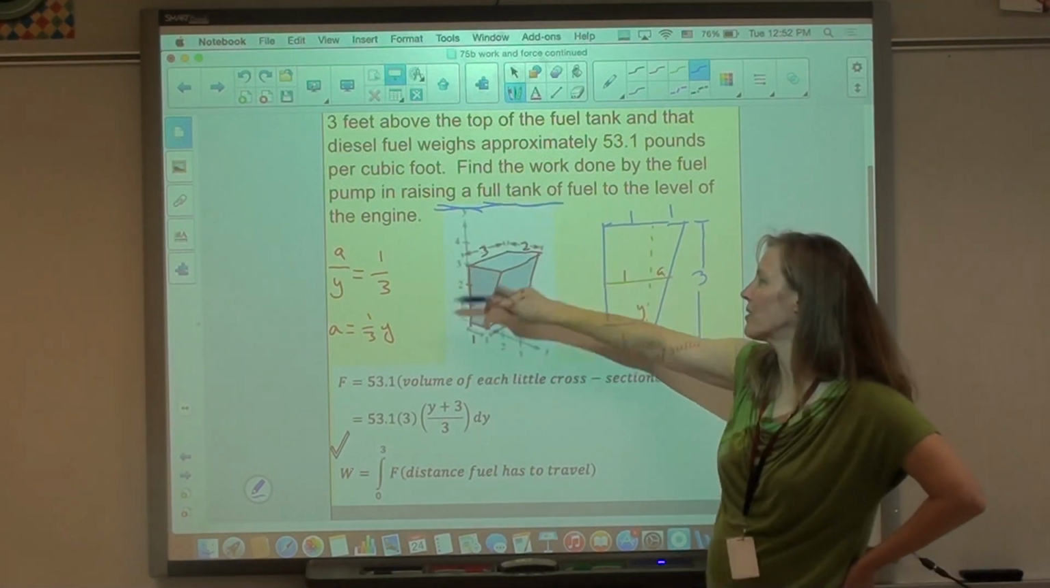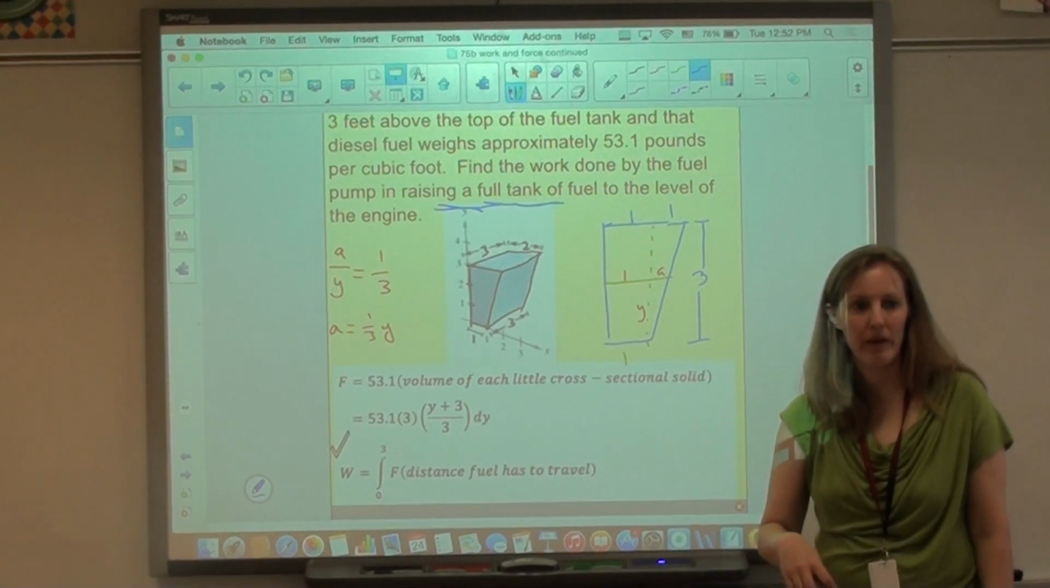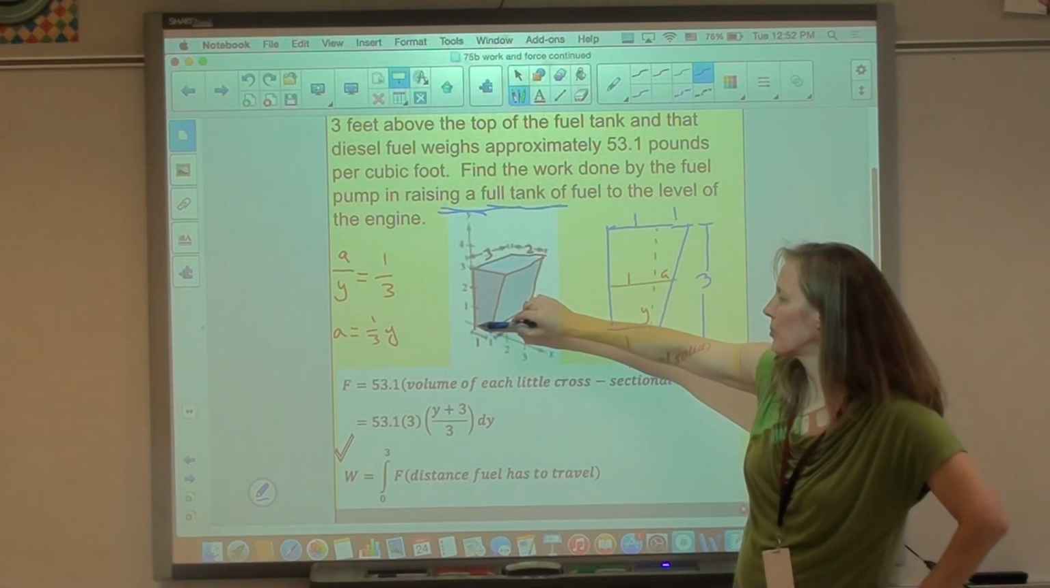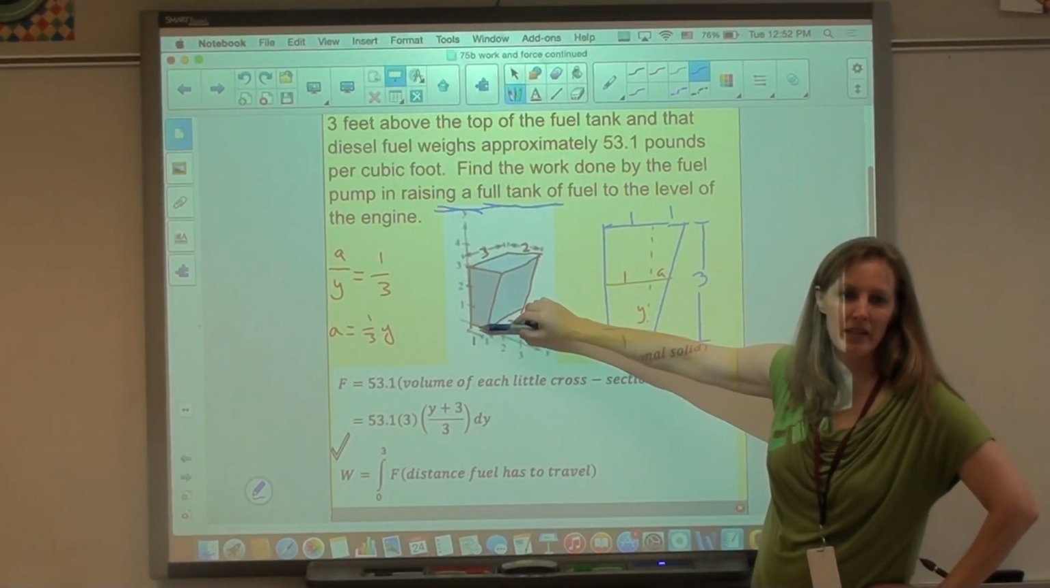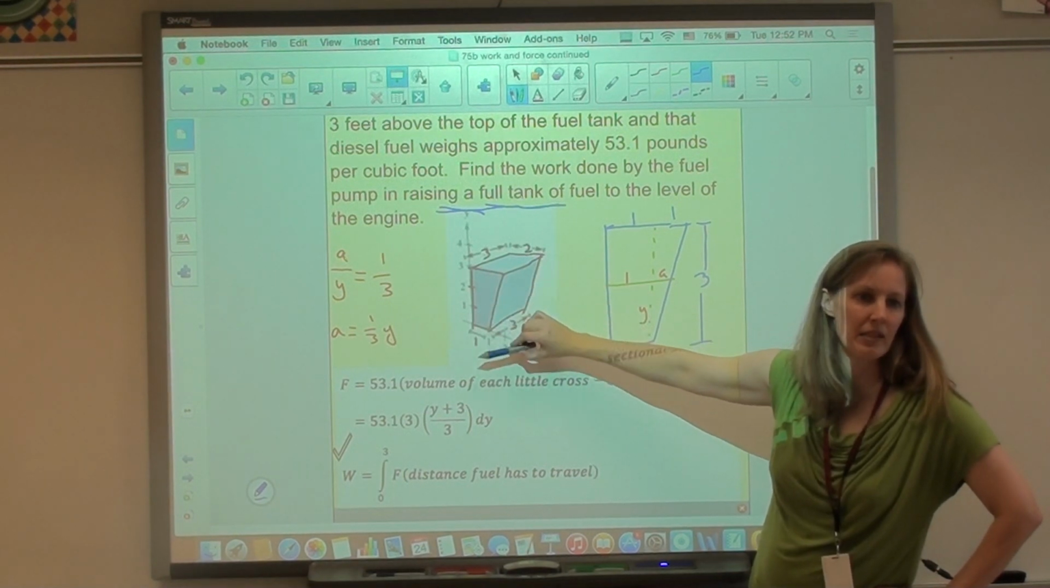From top to bottom, what's the total distance? It's 6 minus Y. Right? Just think about it. The whole thing is 6, plus 3 minus Y. If Y is 0, it has to go 6 feet. If Y is 3, it has to go 3 feet, right? It's 6 minus Y.